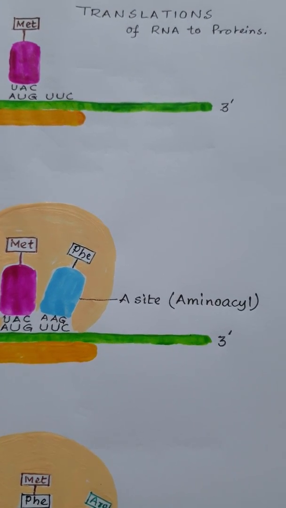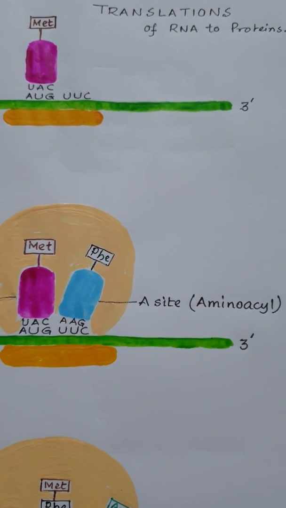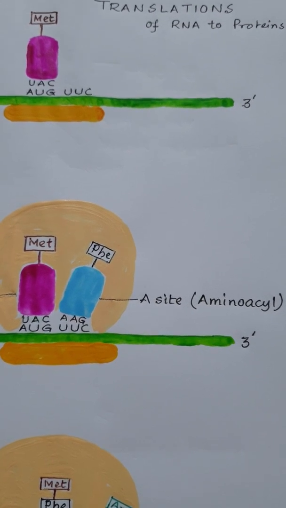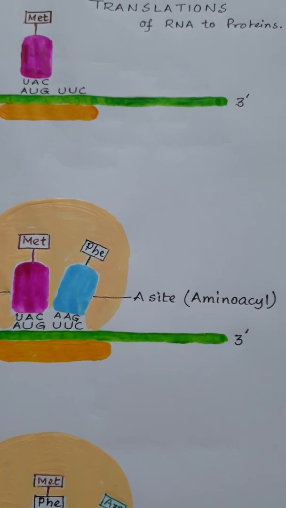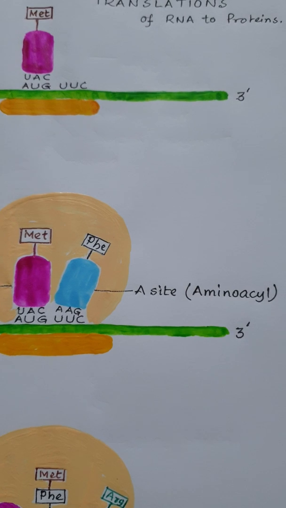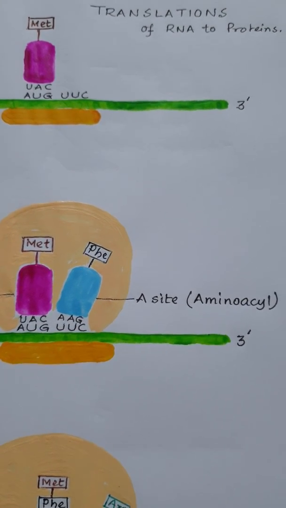The first step is called charging of tRNA. The second step is initiation. The third step is elongation, and the fourth one is termination.